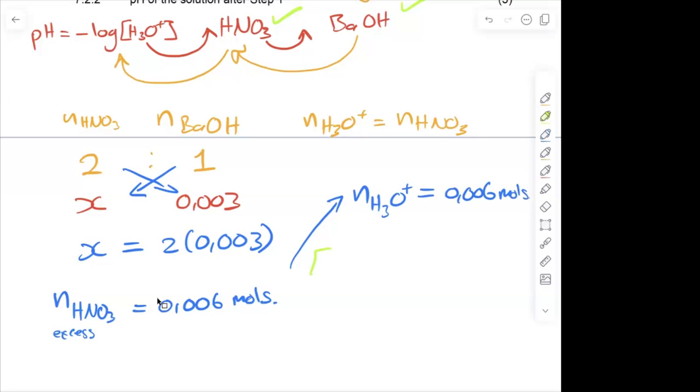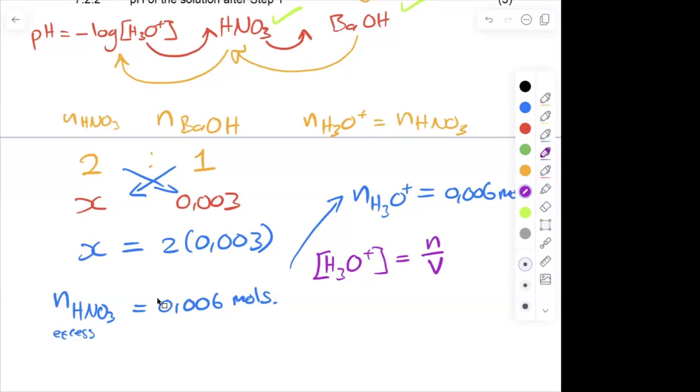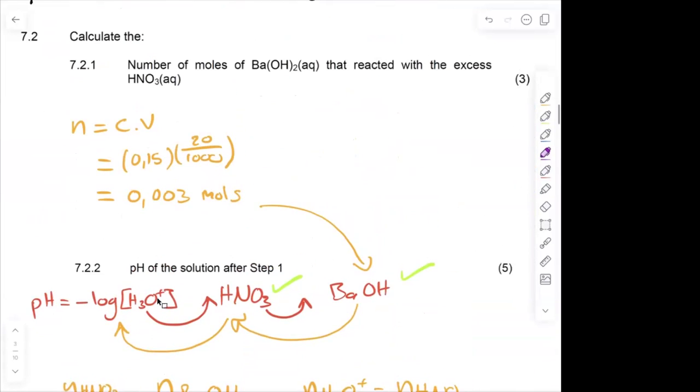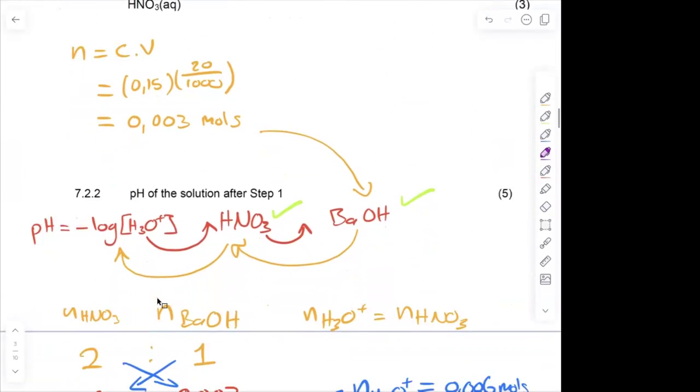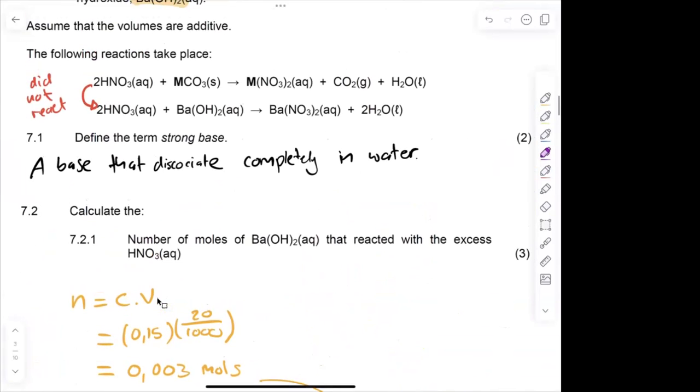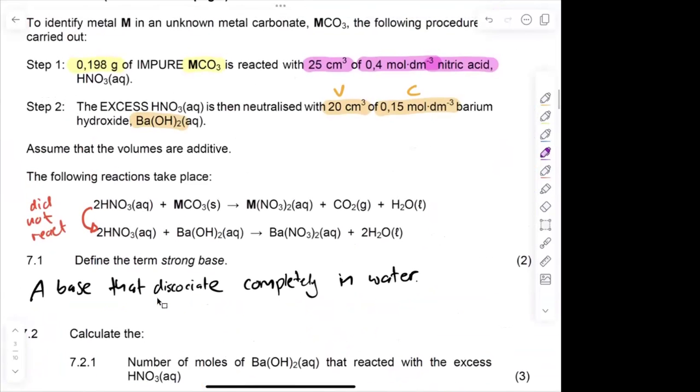So the concentration of H3O+... I think that color might be a bit too bright. Let me take a color that's a bit more visible. There, so the concentration of H3O+ is equal to the number of moles divided by my volume. The moles we just worked out is 0,006, but what is the volume? We need to quickly go back and see what they gave us in that example.